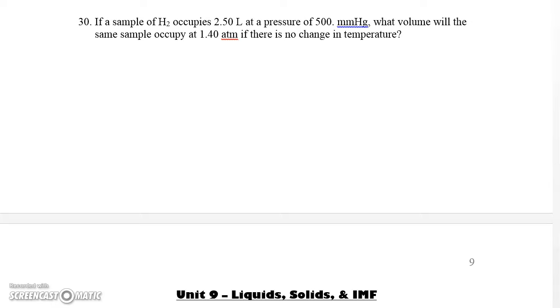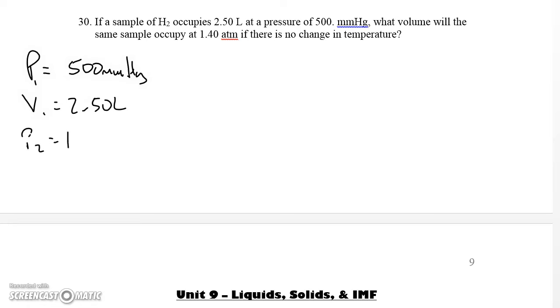The fact that there's no change in temperature just tells us that the only things involved in this are pressure and volume. So my initial pressure, we'll call P1, is 500 millimeters of mercury. My V1 is 2.5 liters. My P2 is 1.40 atmospheres, and my V2 is what I'm looking for.